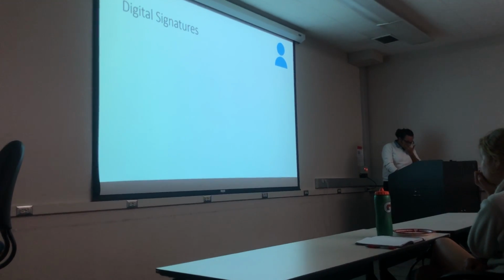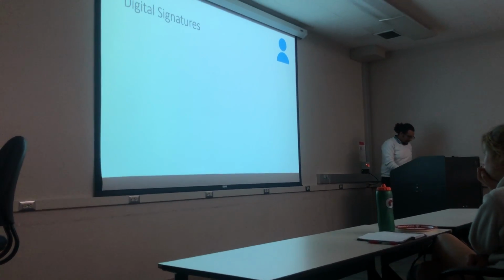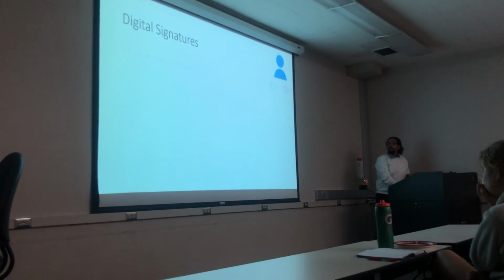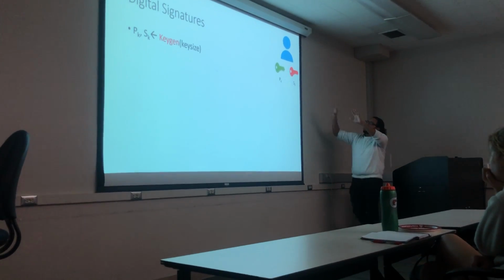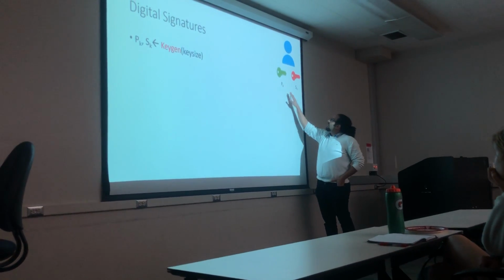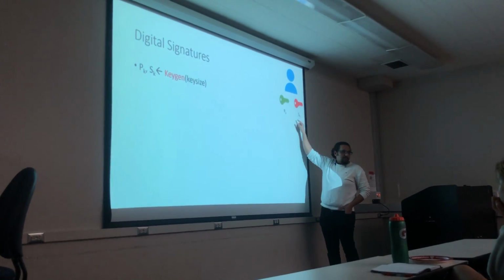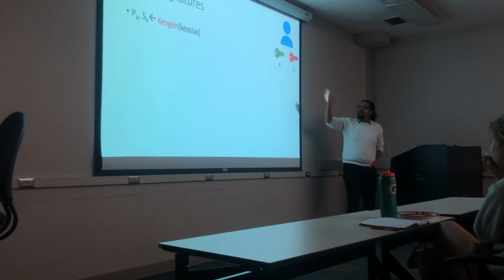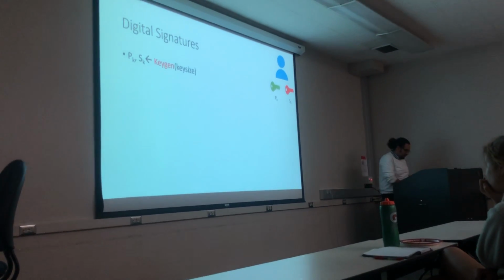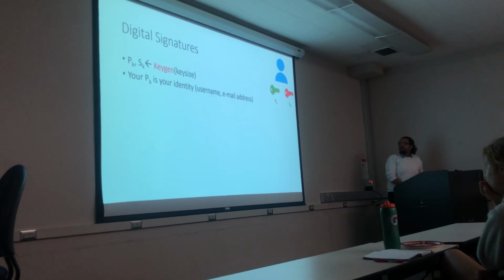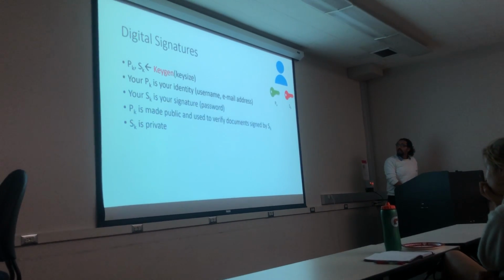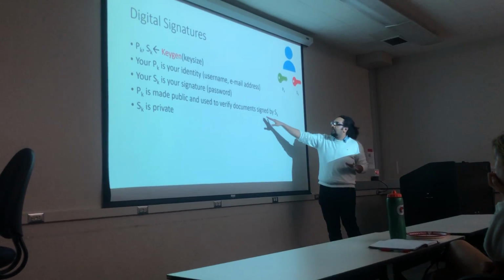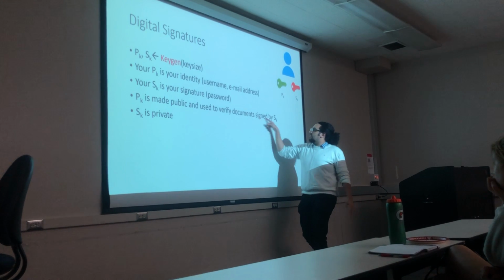Okay. Some computer science background that we're going to use throughout the talk. Digital signatures. What is a digital signature? As we said, we have the public key and the secret key, or the private key. Think of this as your email address, and this as your password. There is some function that generates a pair for you, public key and secret key. So how can we use it? Your public key is your identity, and the secret key is your signature. The public key is made public and used to verify documents that are signed by you.